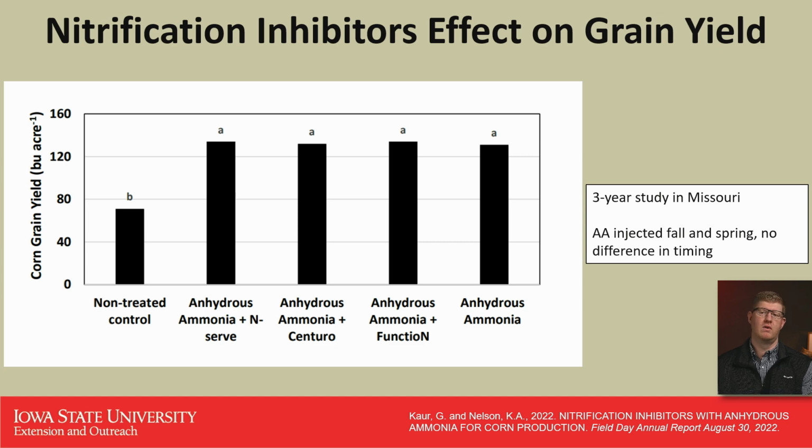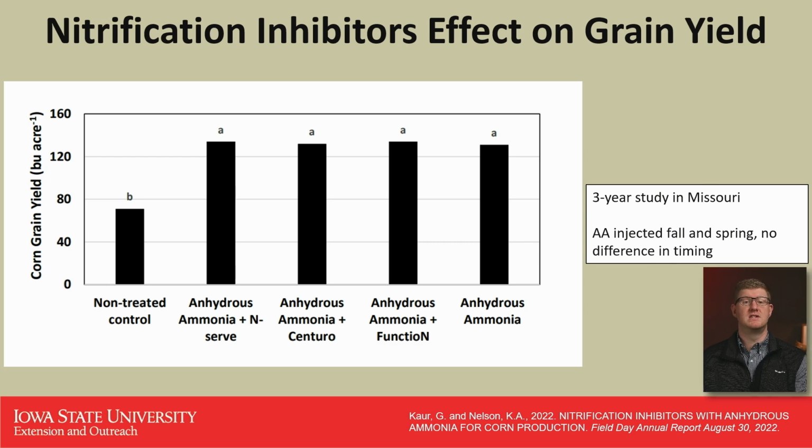This was done in northern Missouri, so it was over 3 years. And they were looking at anhydrous ammonia application with and without different inhibitors. In this study, they did look at both fall and spring application timings, and they did not see a difference in yield with application timing. So that's why you only see one set of bars on this figure. So these bars are averaged across the fall and spring application timings.